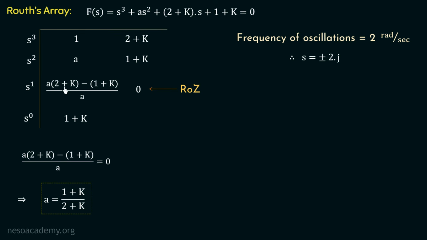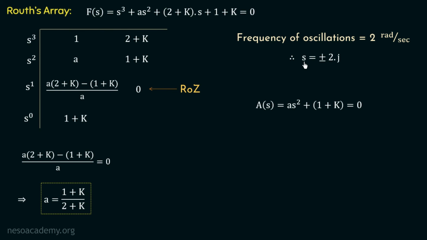Yes, if this is the row of zeros, we can find out the auxiliary equation by using these two coefficients, the coefficients of the row which is just above the row of zeros. So the auxiliary equation in this case will be a multiplied with s squared plus 1 plus k equal to 0. So it is a s squared plus 1 plus k equal to 0.